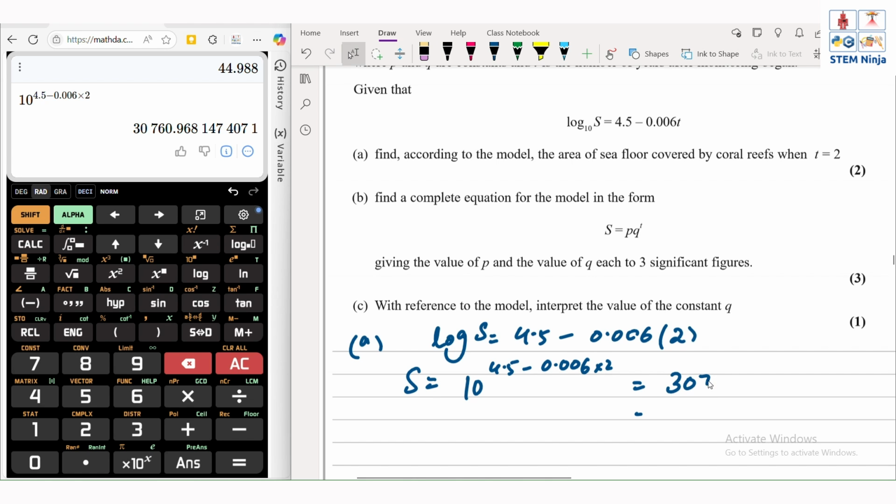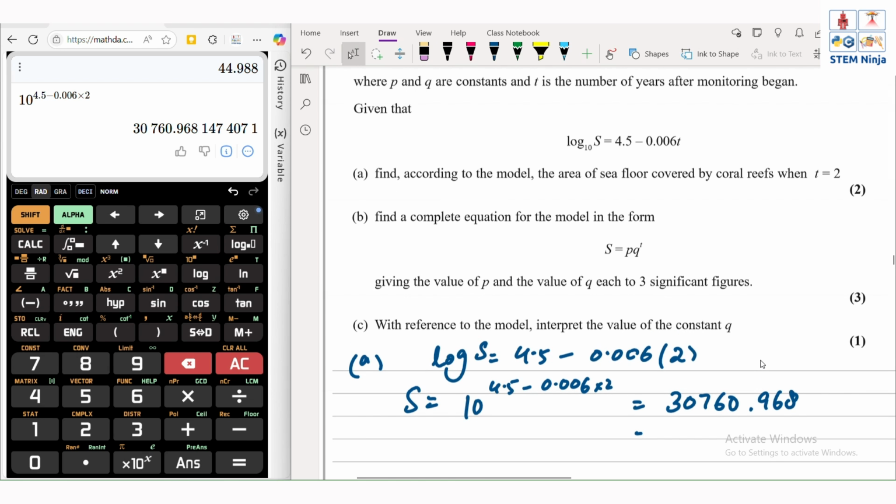That is 3760.968. So we can convert it into 3 significant figures. So that would be simply 30800.